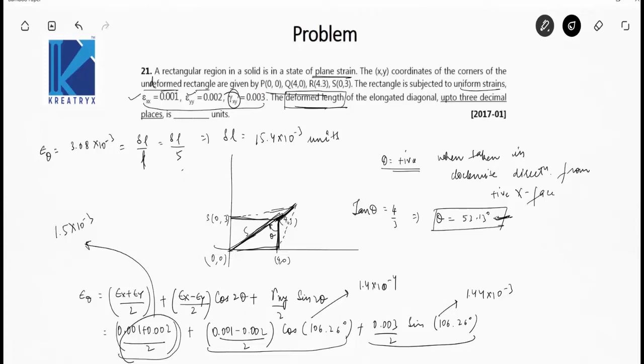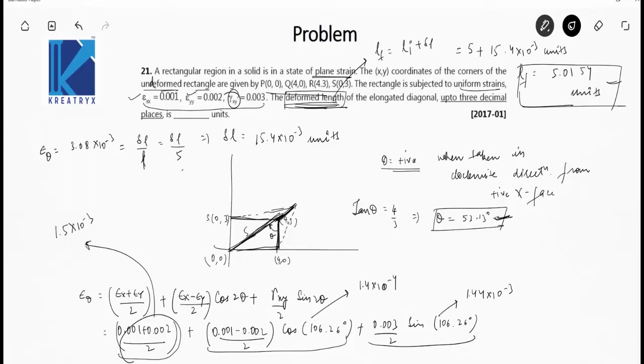Okay, now it has been asked that you have to find the deformed length. So the deformed length, that is final length, will be initial length plus delta L. The initial length is 5 units plus the deformation is 15.4 into 10 to the minus 3 units. So the new length is actually 5.054 units. This is the deformed length of the diagonal.